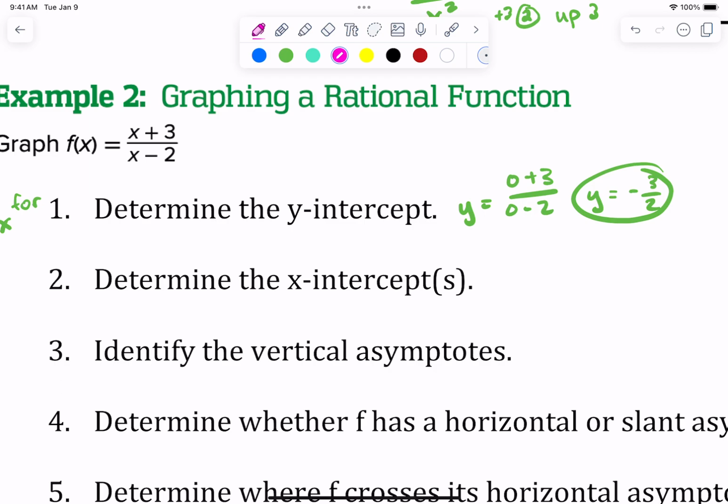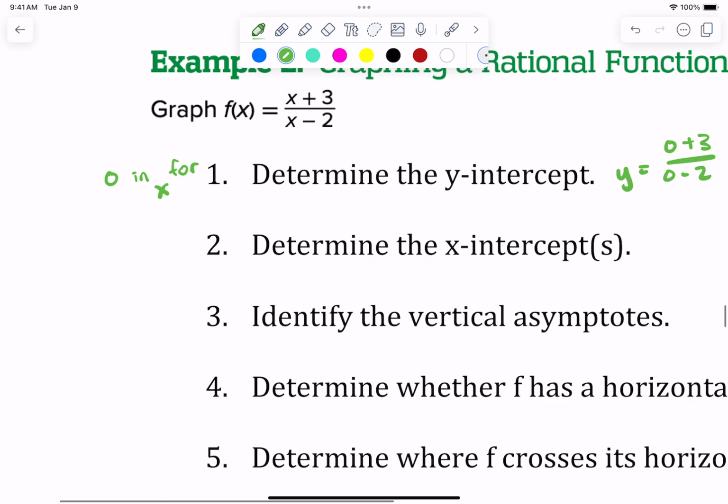Okay. How do you find an x-intercept? Plug 0 in for y.